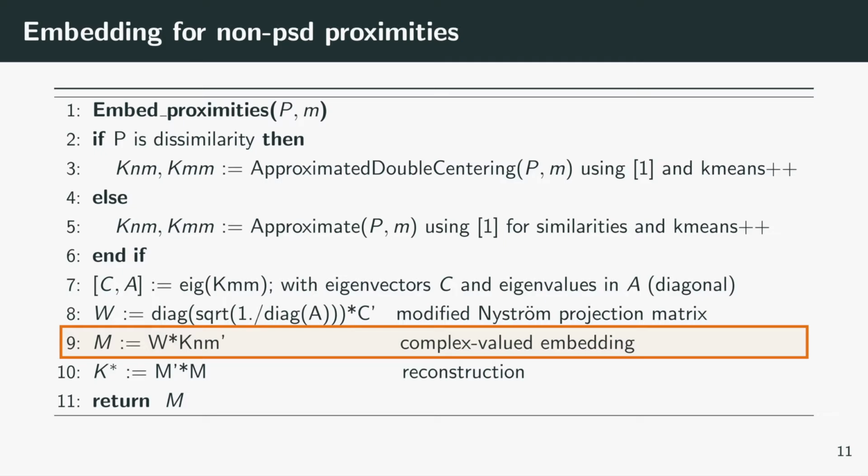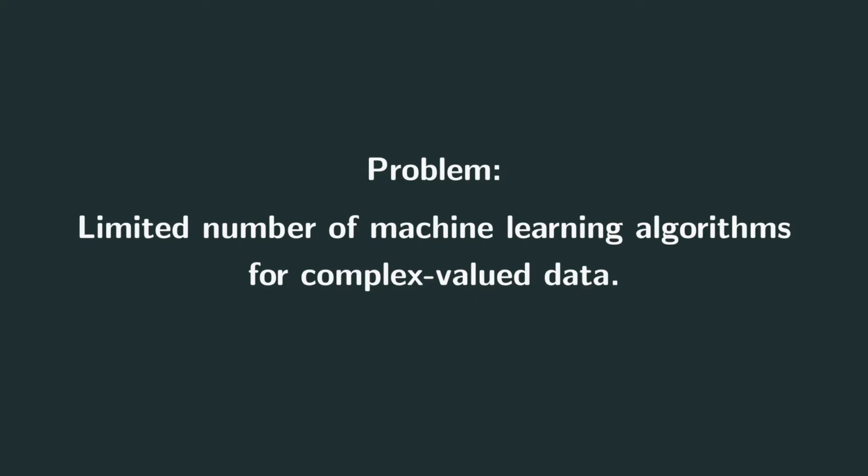And at last, we combine the complex valued Nystrom projection matrix with the KNM matrix from the Nystrom step above to finally get the embedded matrix. After we preserve the contributions of all eigenvalues, there's only one issue left. The number of machine learning algorithms that can handle complex value data is limited.